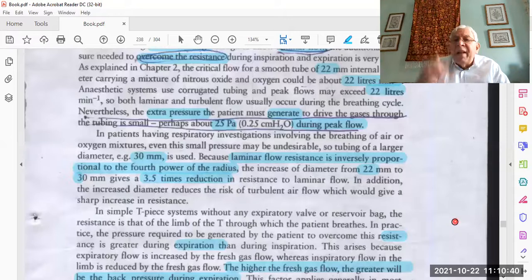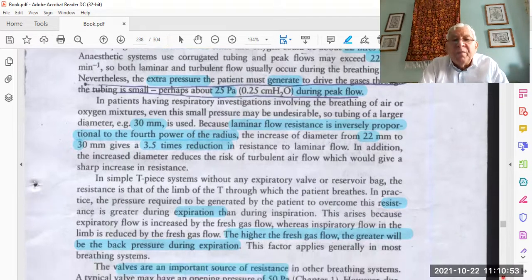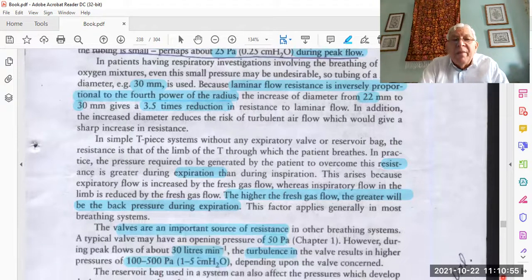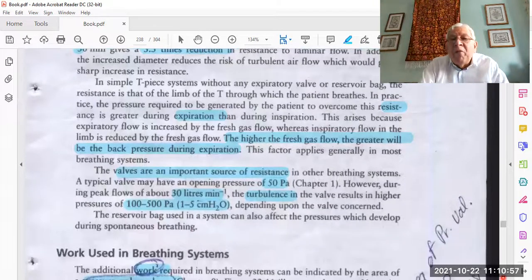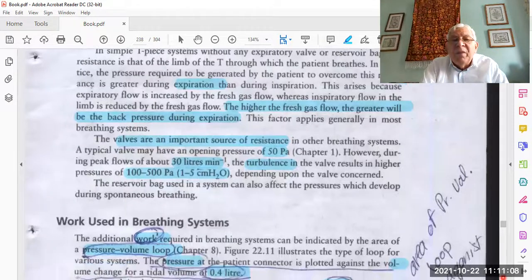Of course, increasing the diameter, as we use in the scavenging system where we exhaust the expiratory valve, it must be around 30 millimeter to assure laminar flow also. Of course, the problem of increasing inspiratory flow is that it impairs or makes a load on the expiration of the patient. These are the drawbacks of increasing the flow.